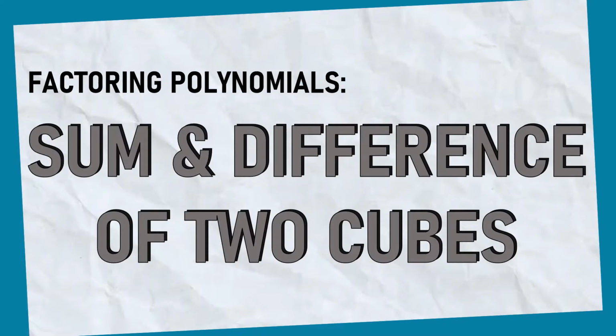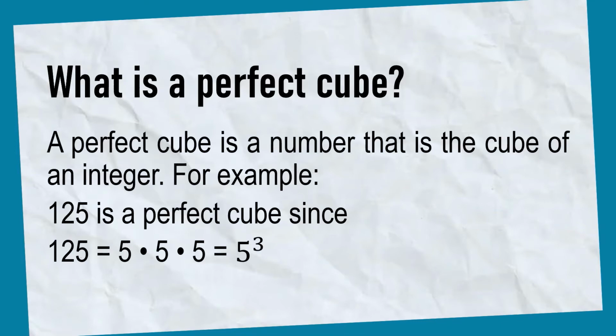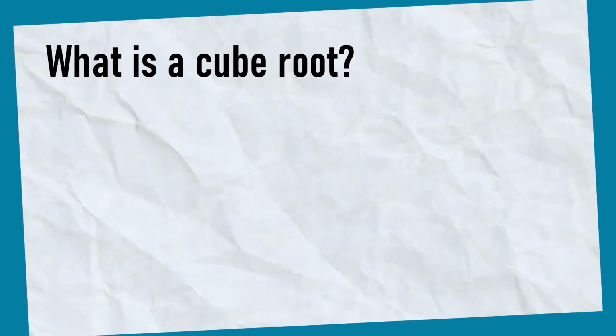Let's start with factoring polynomials, the sum and difference of two cubes. First, what is a perfect cube? A perfect cube is a number that is the cube of an integer. For example, 125 is a perfect cube since 125 is equal to 5 times 5 times 5, which is also equal to 5 cubed. What is a cube root?